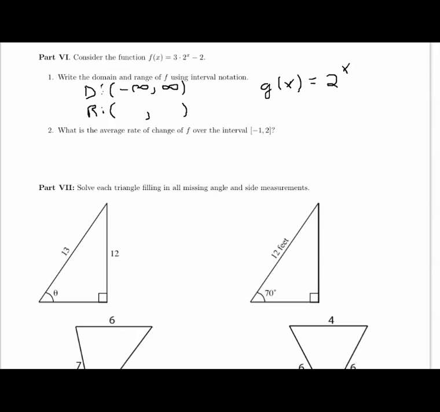Now, in the function that we have, we are taking the normal 2 to the x function, scaling the y-coordinates by 3, but scaling the y-coordinates is not going to make the asymptote be anything other than y equals 0. But then we're subtracting 2 from all the y-coordinates. Well, if before we had a horizontal asymptote at y equals 0, then when we subtract 2 from all the y-coordinates, our new horizontal asymptote will be at y equals -2. And if you draw a picture of this graph, you should see the graph having a horizontal asymptote at y equals -2. So that means the range of this function is -2 to infinity rather than 0 to infinity.